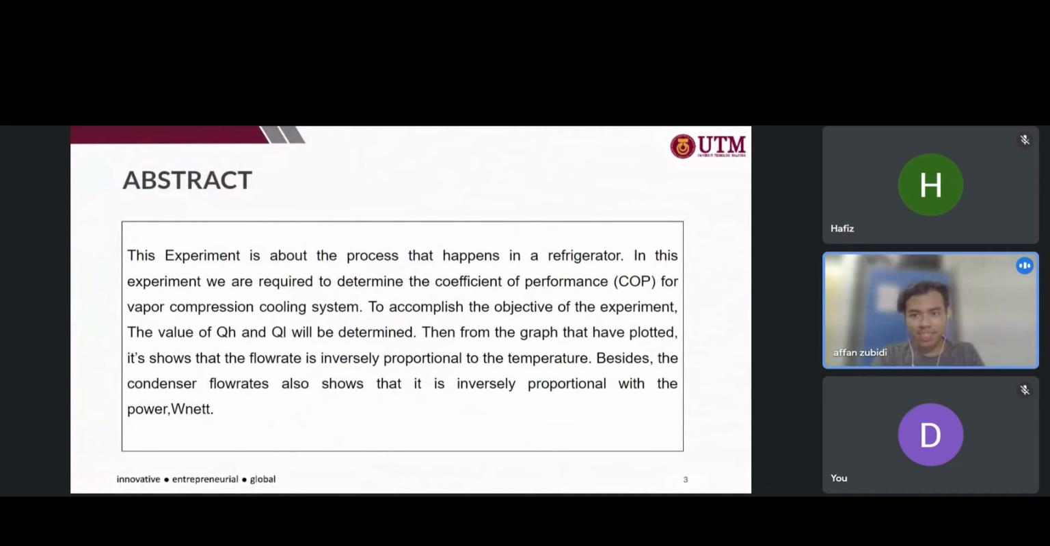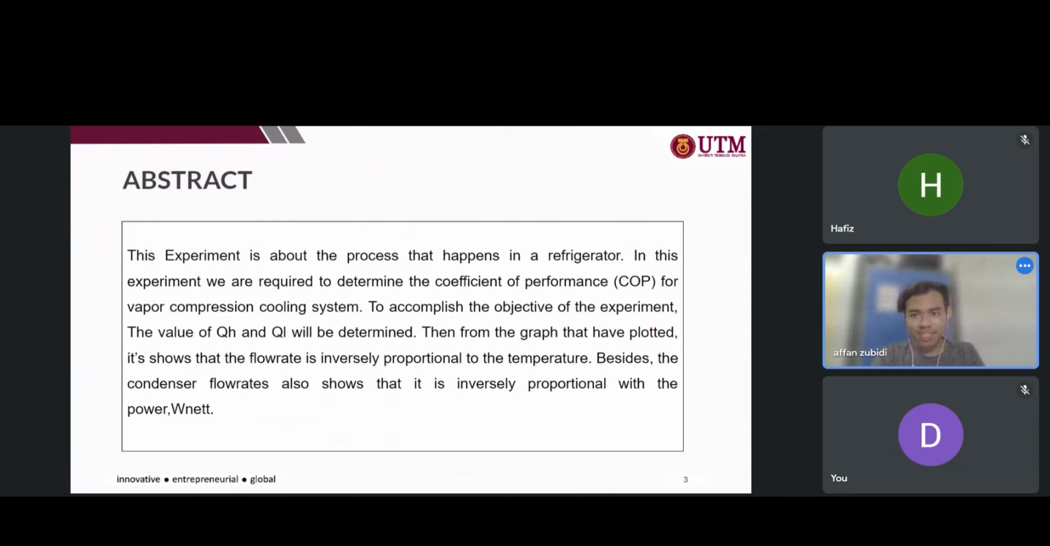So I will present the abstract. This experiment is about the process that happens in a refrigerator. We are required to determine the coefficient of performance, or COP, for a vapor compression cooling system. To accomplish the objective of this experiment, QH and the value of QL will be determined.